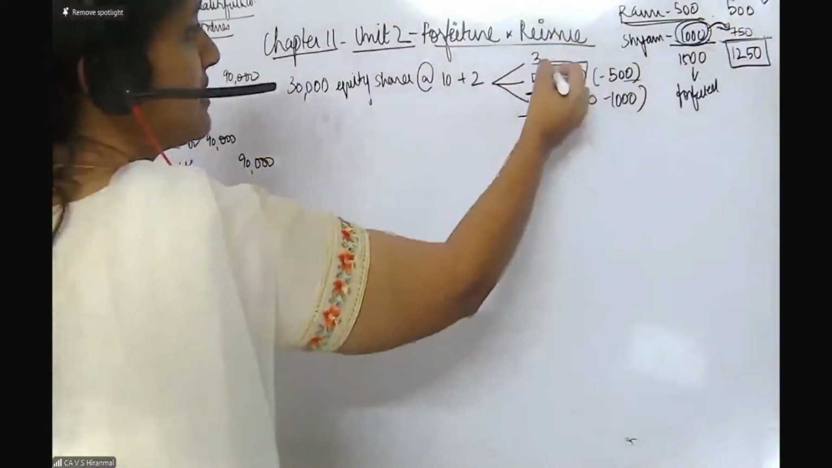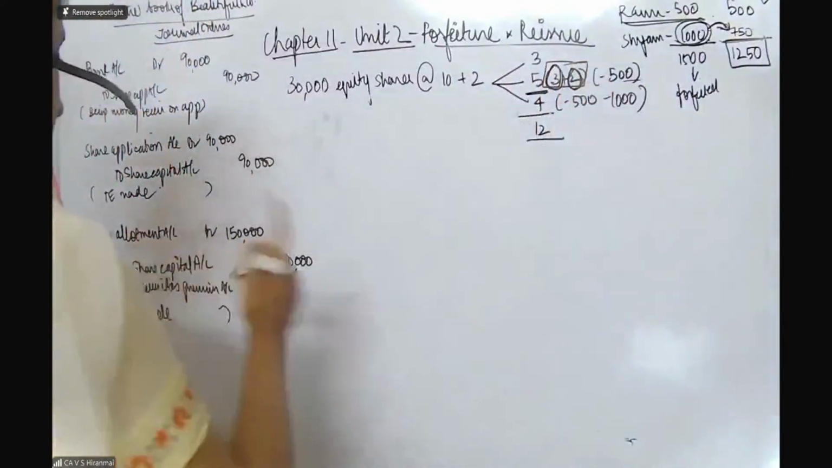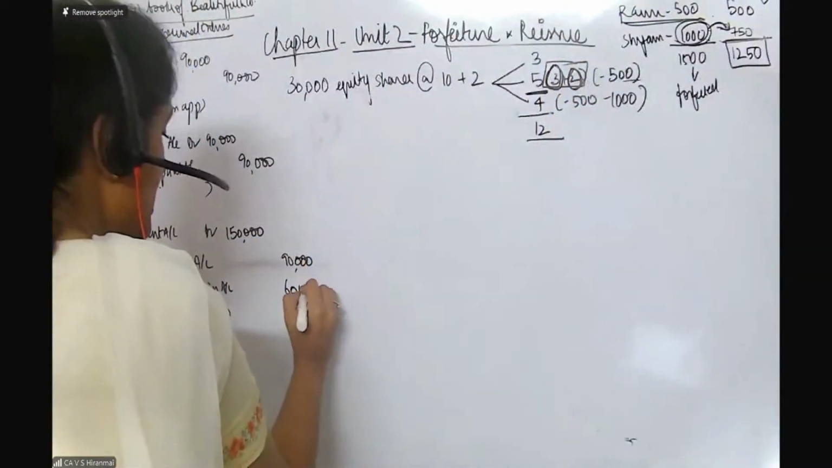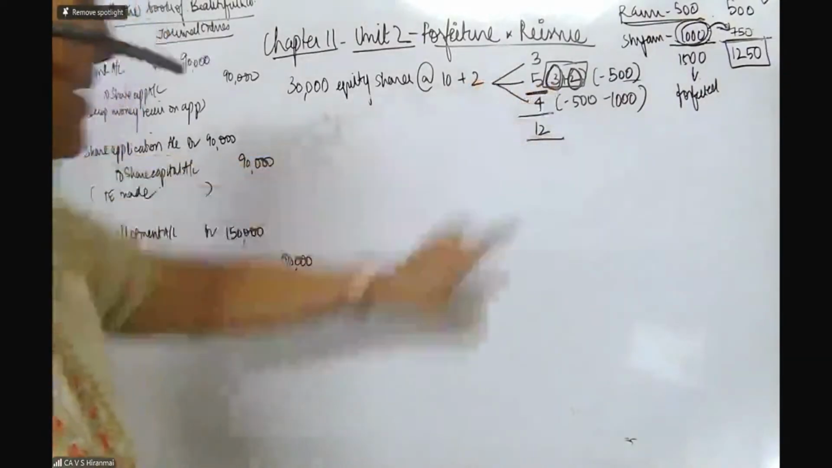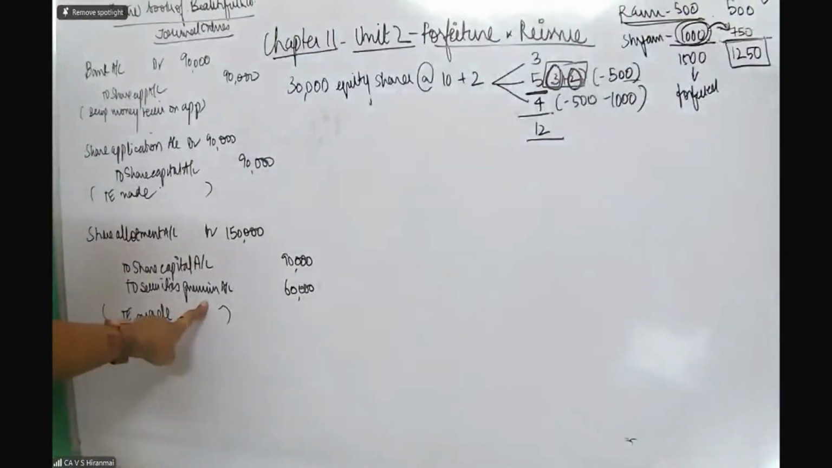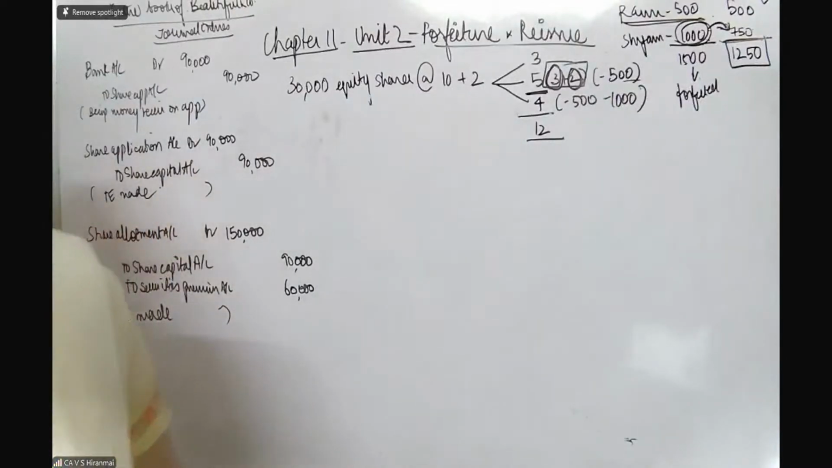Why, madam? This is the face value. What is the value of premium? 2 rupees. So 30,000 into 2, 60,000 will come in the securities premium account. Clear? Simple. In the transfer entry, since there is a premium, I am crediting the premium here. So after the transfer entry, we will have the receipt entry.